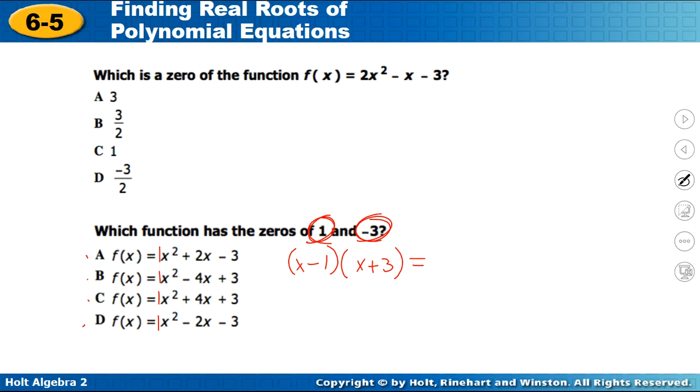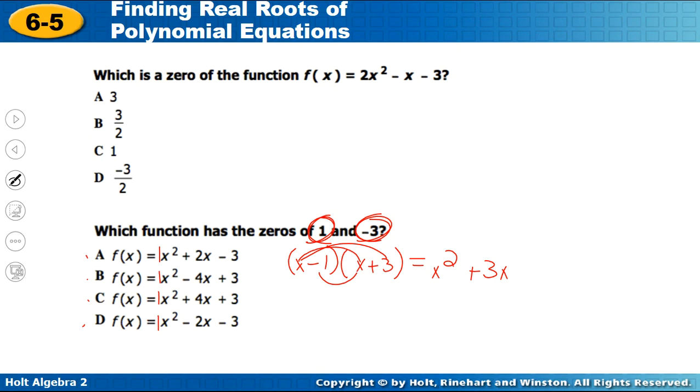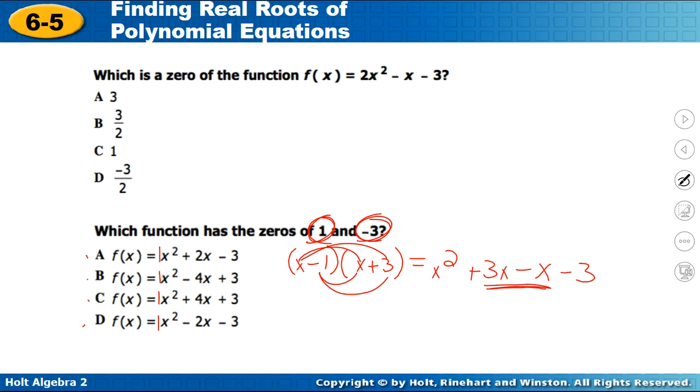So let's FOIL these. X times x will be x squared. X times 3 will be 3x. Negative 1 times x will be negative x. Negative 1 times 3 will be negative 3. And these are like terms here in the middle. 3x minus x would be 2x. And I've got my answer: x squared plus 2x minus 3, or A.